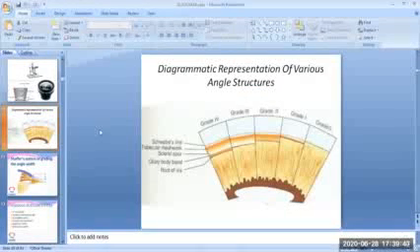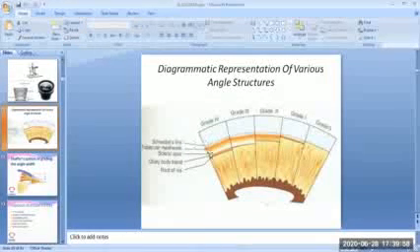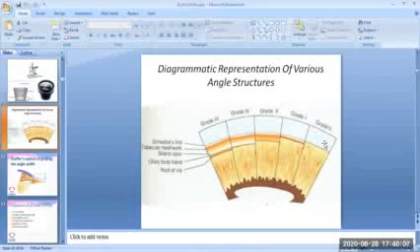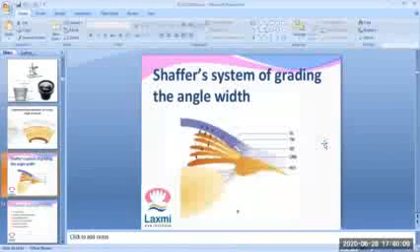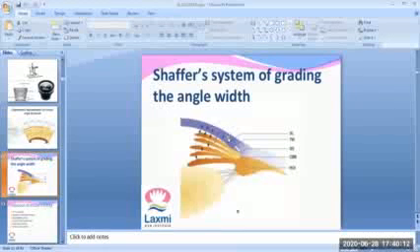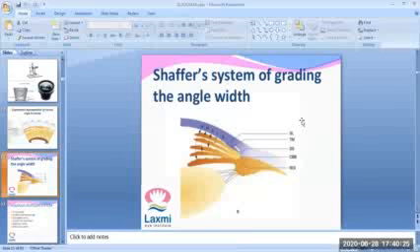Then there is a diagrammatic representation of the various angle structures. Here you can see grade 4, grade 3, grade 2, grade 1, grade 0. In grade 4, you will be able to see these structures. In grade 3, two fewer structures will be visible, and at grade 0, no structure will be visible. As another Schaeffer system grading of angle width, I have shown images here: grade 0, 1, 2, 3, and 4. In grade 4 maximum structures will be visible, and in grade 0 no structure will be visible.